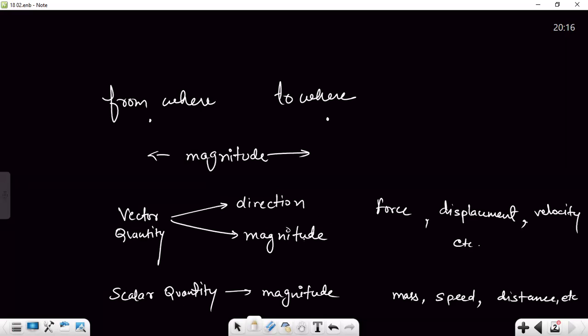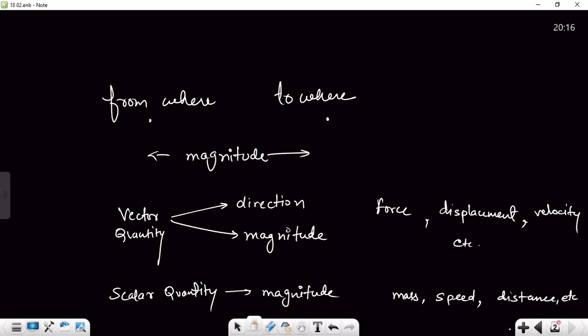Etc. These are vector quantities. These are scalar quantities. So a vector has two elements in it, the magnitude and the direction. Is this clear what a vector is? Yes or no? Yes, sir.